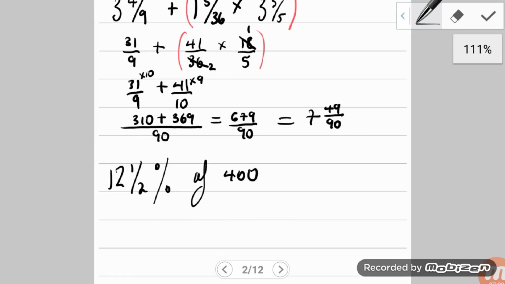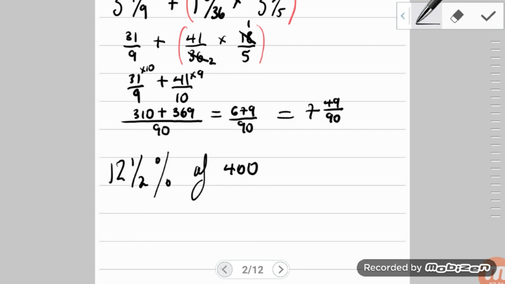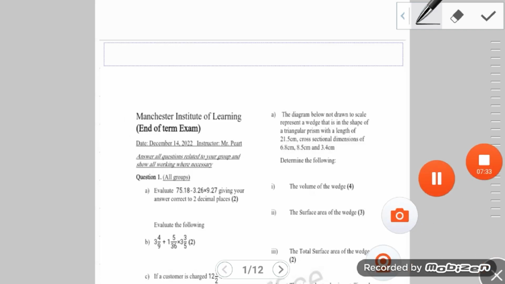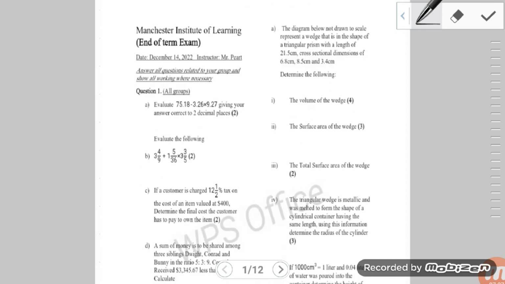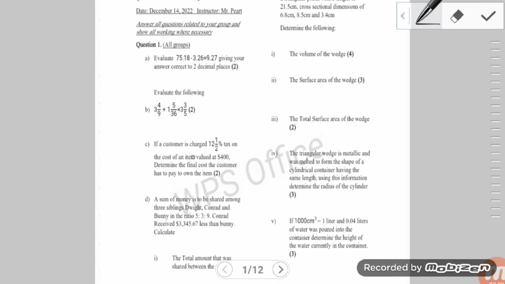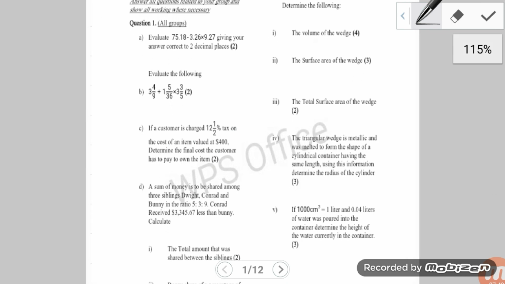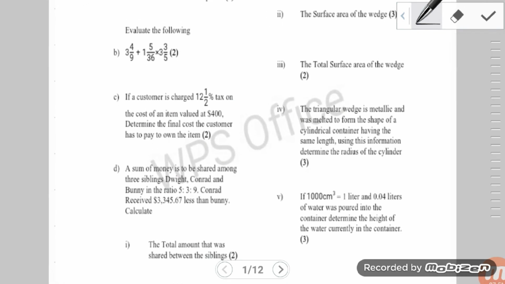All right, now we then proceed to the following question here. We're going to be looking at this part C here, and let's read. It says here, if a customer is charged 12.5% tax on the cost of an item valued at $400, determine the final cost the customer has to pay in order to own the item.